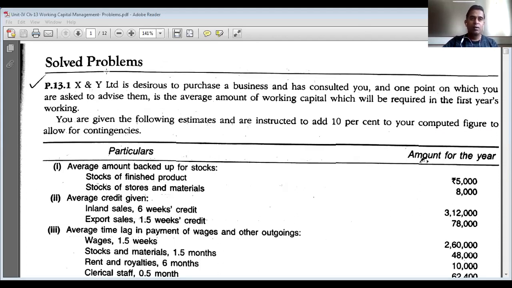Okay, so now the first problem, X and Y Limited. You need to pay attention. I repeat, you need to pay attention and stay with me. Do not go forward in reading.